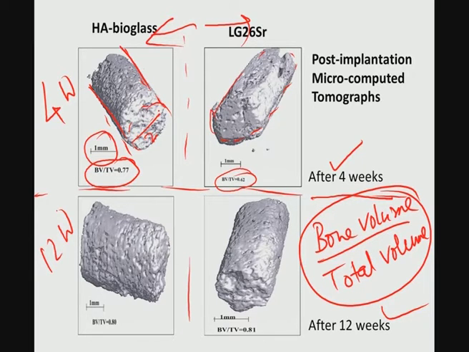Now, what you see here, if you compare this only with the control implant, after 4 weeks the bone volume to total volume is 0.77, after 12 weeks it is 0.80. Compared to that, in the strontium substituted materials, at the initial period of 4 weeks it is 0.62, and after 12 weeks the bone volume to total volume is 0.81. So, although after 4 weeks bone regeneration is not that high like the control implant, certainly it is comparable when you compare the 12 weeks results.